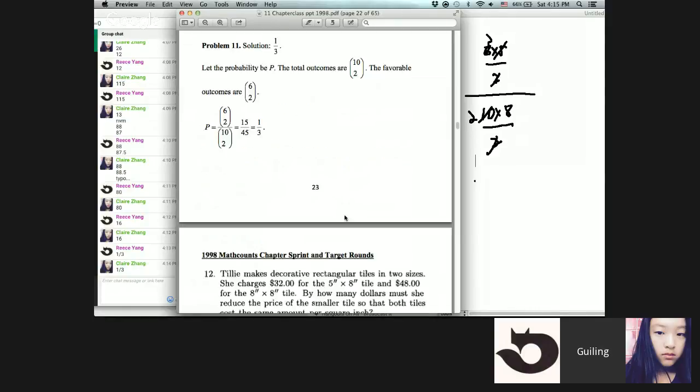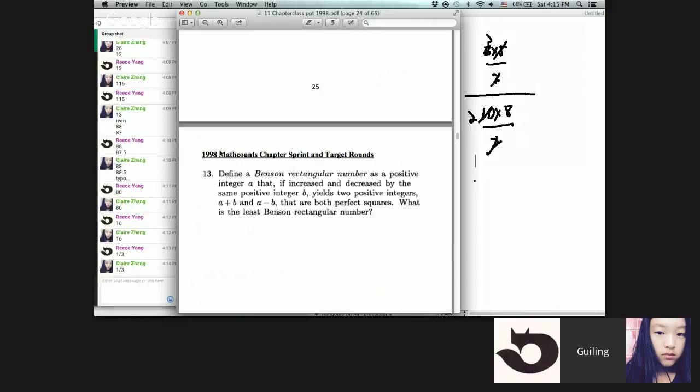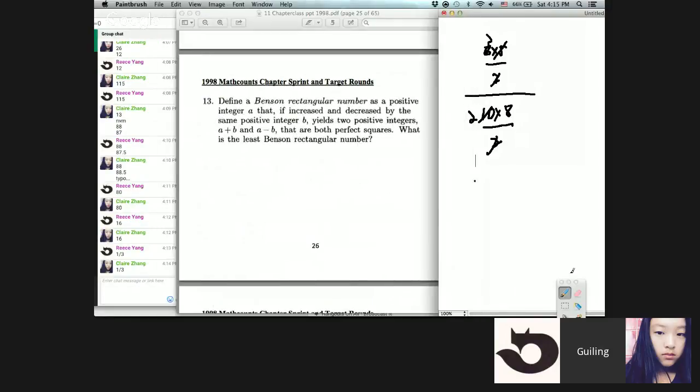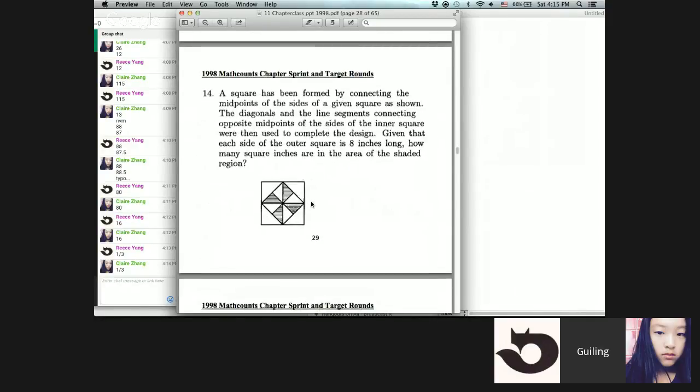Okay, moving on. Oops. Alright, define a Benson rectangular number as a positive integer a that if increased and decreased by the same positive integer b yields two positive. This is a weird problem. Try to skip it.